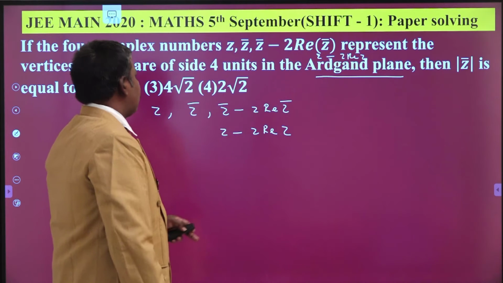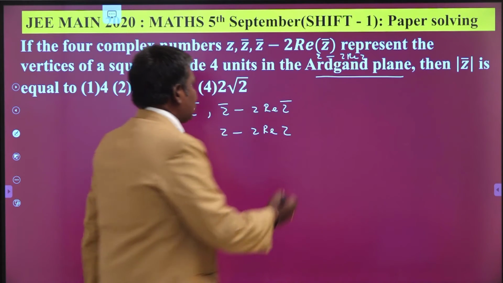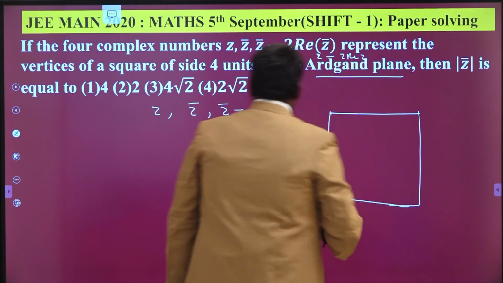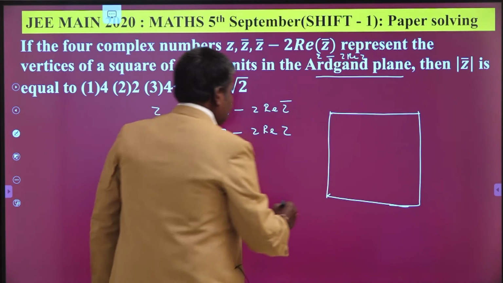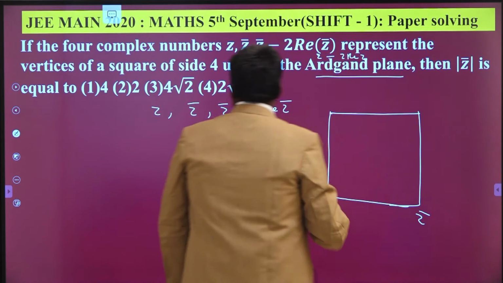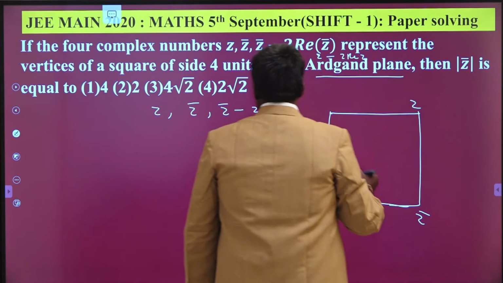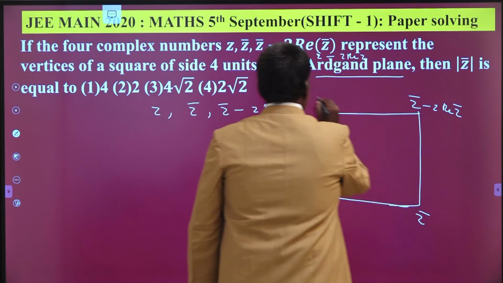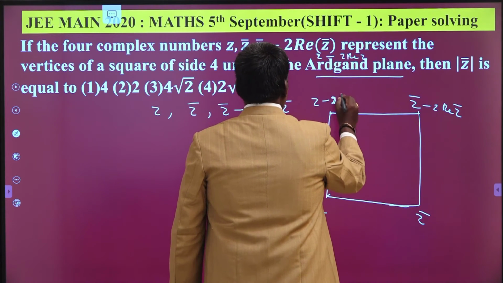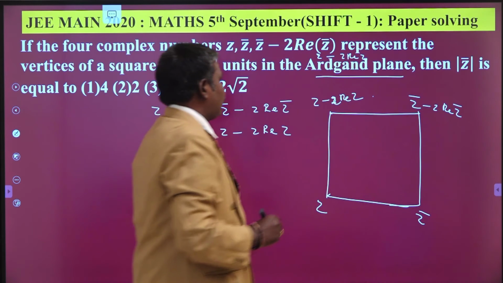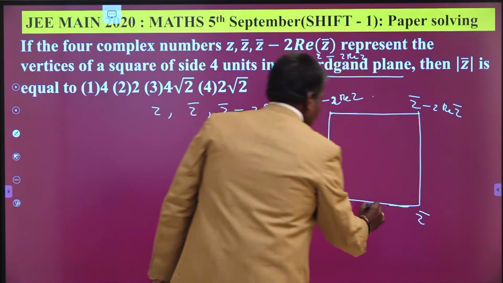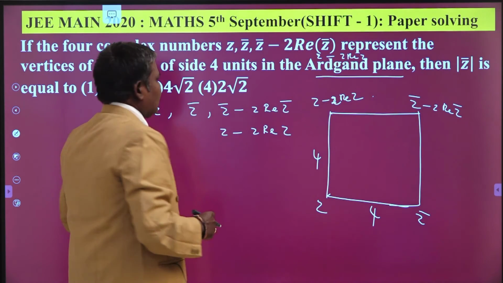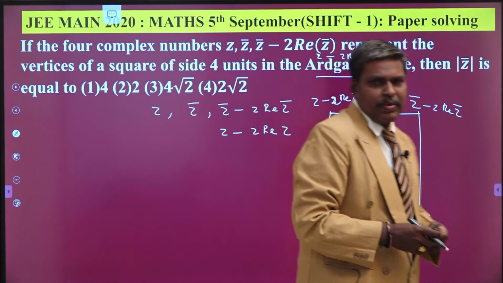These 4 vertices form a square with each side of length 4 units. This is your square. You have the 4 vertices as z, z bar, z bar minus 2 times the real part of z bar, and z minus 2 times the real part of z. These are the 4 vertices given to you. Each side is of length 4 units. Then what are they asking? They are asking for the modulus of z bar or modulus of z. Whatever it may be, both are the same.